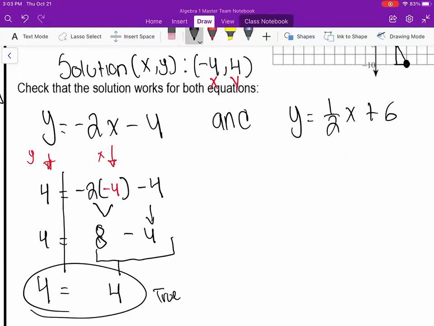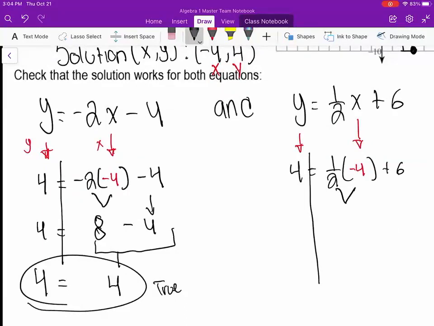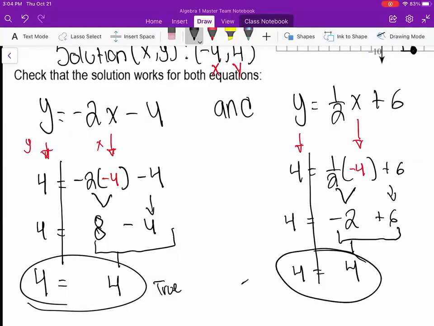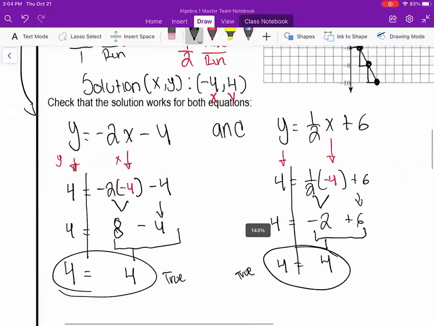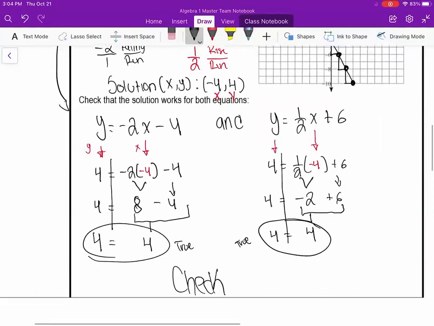Let's see what happens if I do the same thing on the other equation. All right, so let's plug in my y and let's plug in my x. My y is also going to be 4, and then my x is going to be -4. Well, let's simplify this. 1/2 times -4 is going to be -2, and I'm just going to bring everything else down. And I know that -2 plus 6 gives you 4. And notice what happens again: we get 4 equals 4, which is a true statement. So I can conclude that the solution is actually the solution. And this is how you're going to check your work.